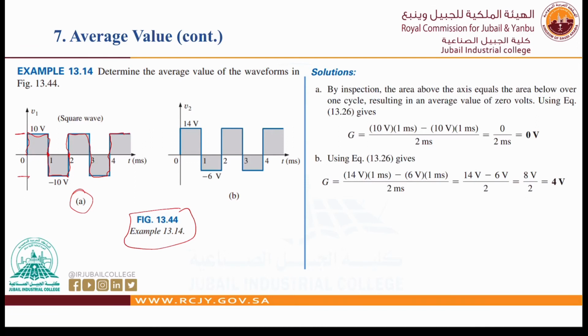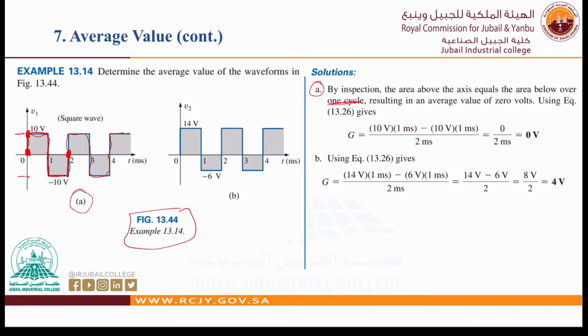So by inspecting here, the area above the axis equals the area below over one cycle. This is one cycle. Up to here, this is one cycle. Resulting in an average value of 0 volt using the equation.